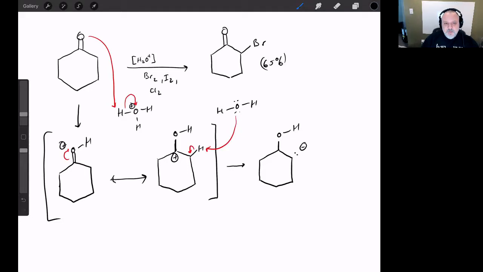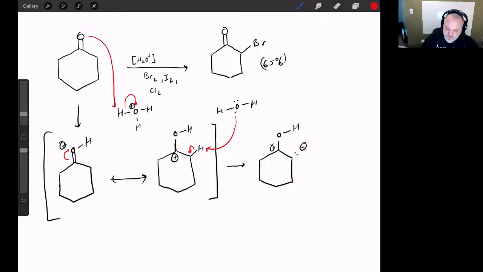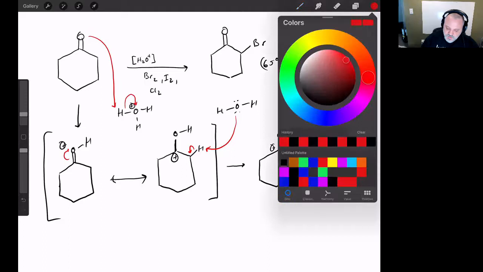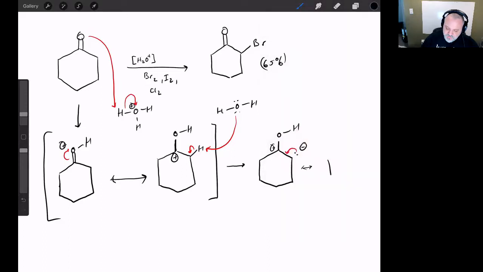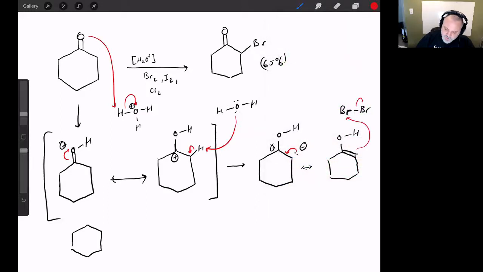But remember that this is actually an enol. So remember that the major resonance contributor actually looks like this, and it would be more appropriate to show it as the enol form so that everything is nice and neutral. Now, the enol will go on and react with the bromine. And it will do that by coming out with the double bond and attacking the bromine.